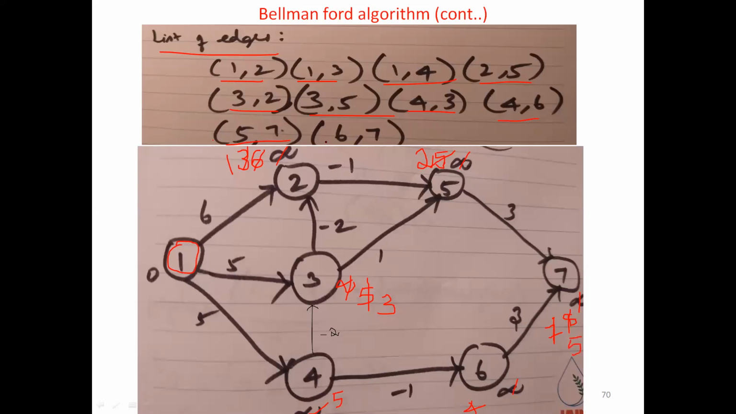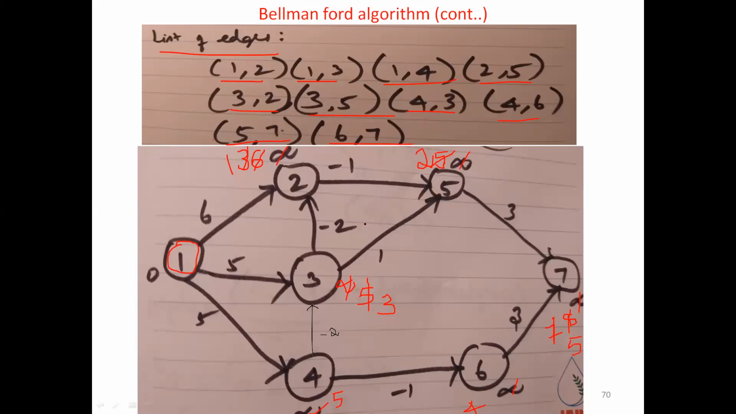Next is 6 comma 7. So what is 6 comma 7? 4 plus 3 is 7, so I should not update it. 7 is greater than 5, so I will leave it as it is. So 2 times we have completed. Like that you have to do it 6 times. Next you will perform it for a third time also.